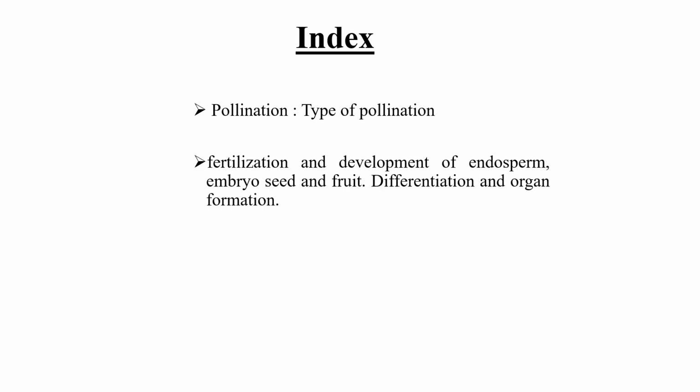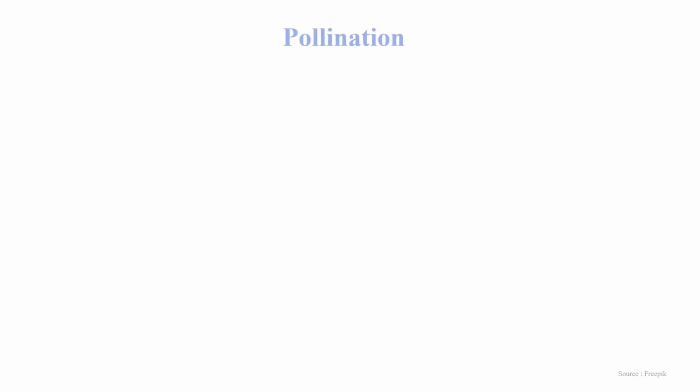In part 1, we have already discussed the structure and function of flowers, different parts of a flower, the male gametophyte, and the female gametophyte. In this part 2 section, we are going to discuss pollination, types of pollination, agents used in pollination, fertilization, development of endosperm, embryo, seed, fruit, differentiation, and organ formation. These are the highlighted points which we are going to discuss in this video lecture.